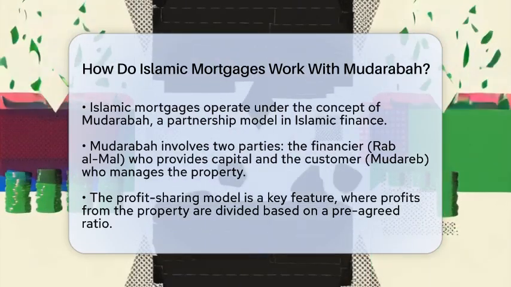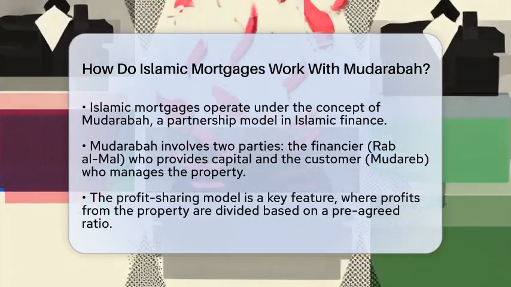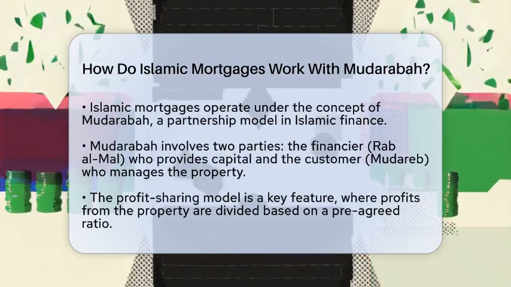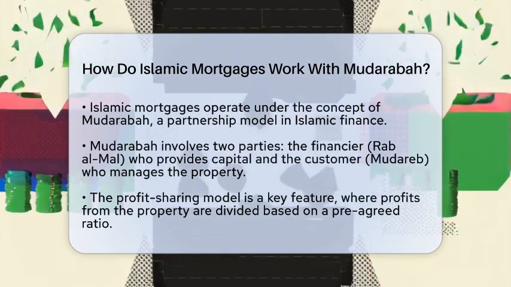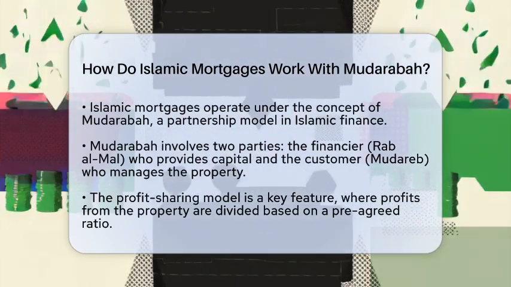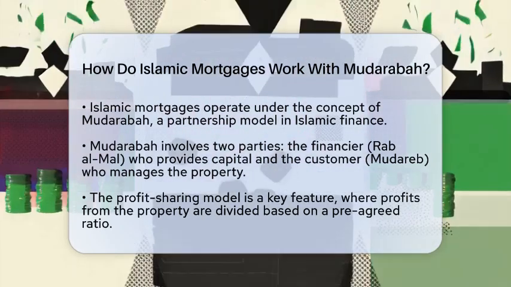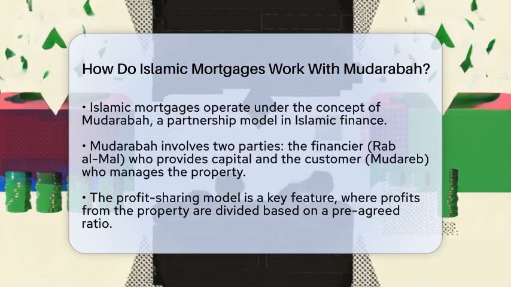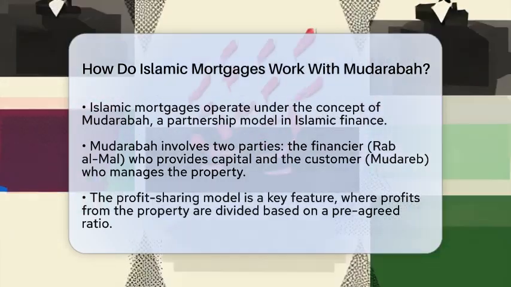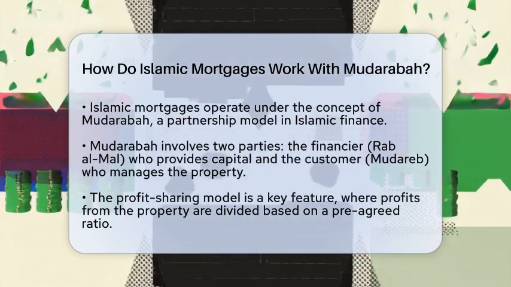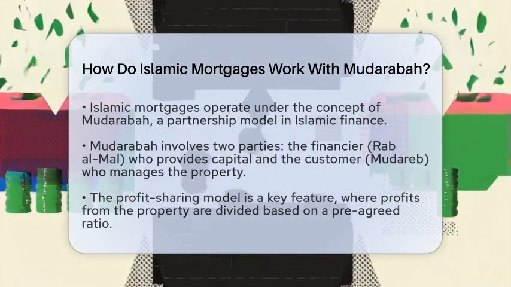In this case, the financier, known as Rab al-Mal, supplies the funds to buy a home, while the customer, referred to as Mudarab, manages the property or the repayment process. The beauty of Mudarabah lies in its profit-sharing model. When the property generates income, the profits are shared between the financier and the customer based on a pre-agreed ratio.